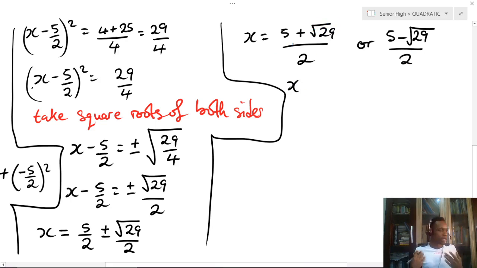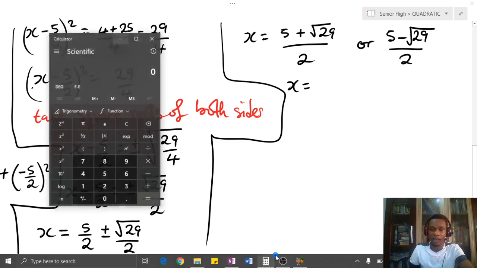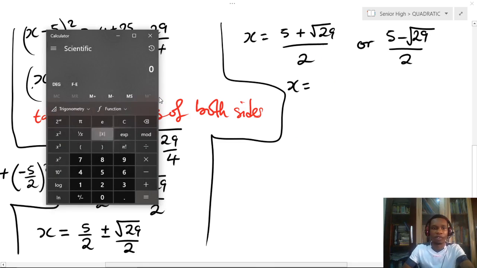So in some cases, they might tell you, like I have here, they said, leave your roots correct to 1 decimal place, meaning that they want me to solve this using my calculator. So I can bring in my calculator and then solve this. I can find the square root of 29. Let me bring in my calculator. I think it's down here, yes. So what's the square root of 29?